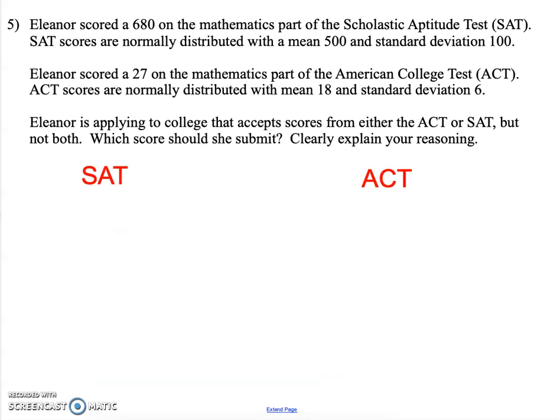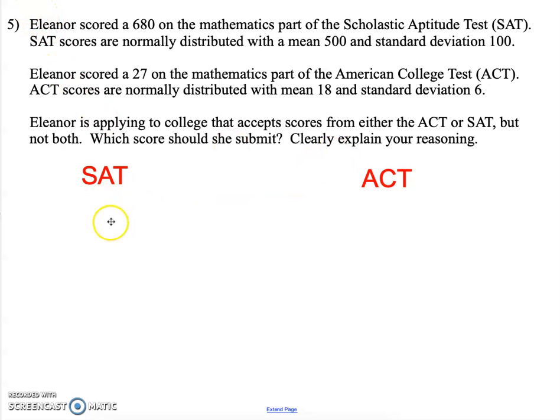Okay, pause the video for a second, read through this problem, and then we'll come back together in a moment. Okay, the big question here: Eleanor took both the SAT and the ACT. Her college will only accept a submission from one of the two tests, not both. Which score should she submit? Explain your reasoning.